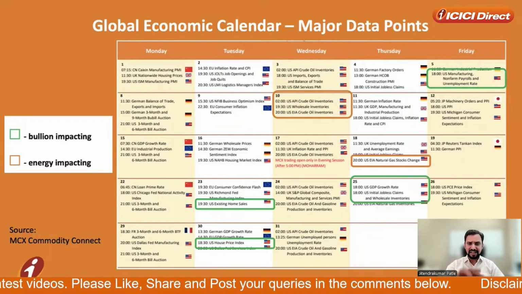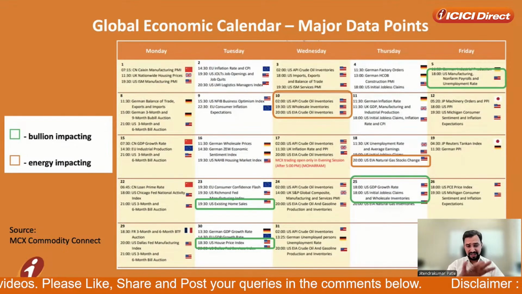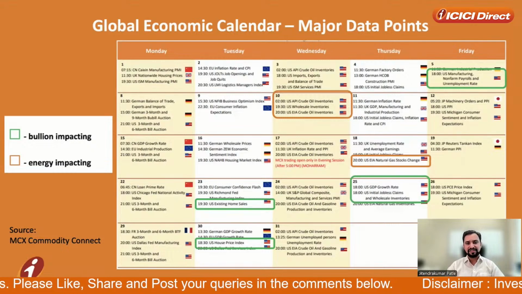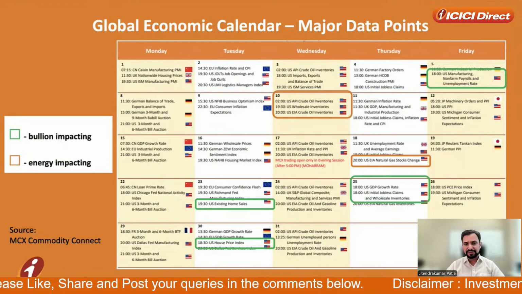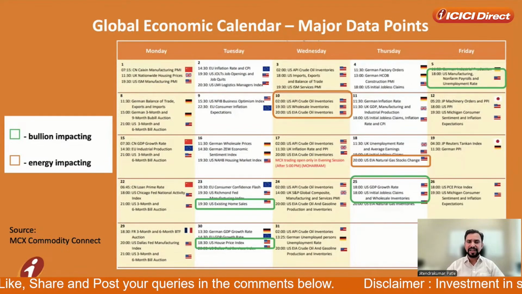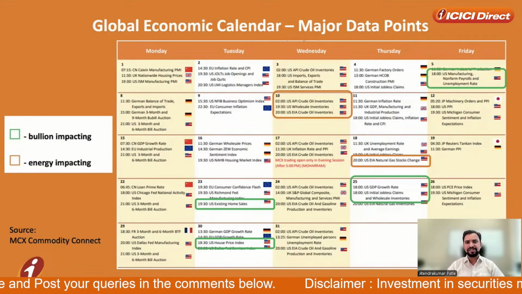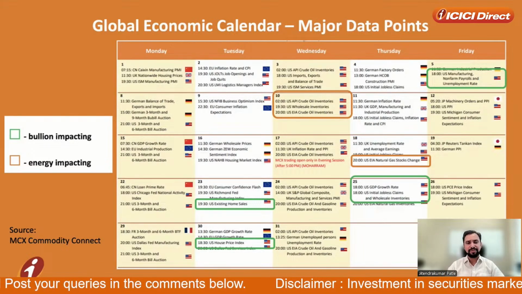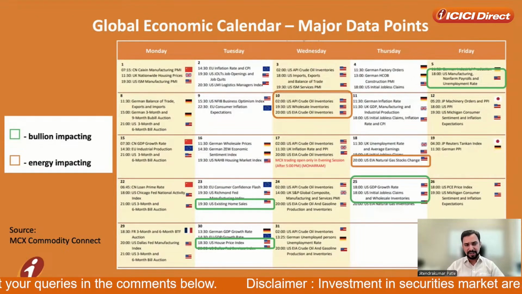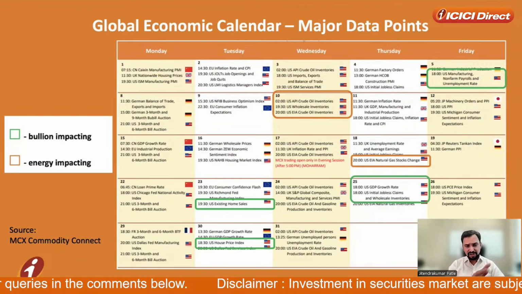So here in the calendar, you can see the US in green color, where we have highlighted US existing home loan data, or inflation data, or GDP data, that affects the bullion prices, gold prices, silver prices. And in the orange color, we have highlighted crude oil and natural gas events, which affect the energy prices. So this is about the commodity market.